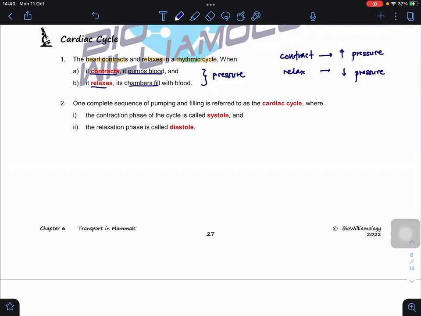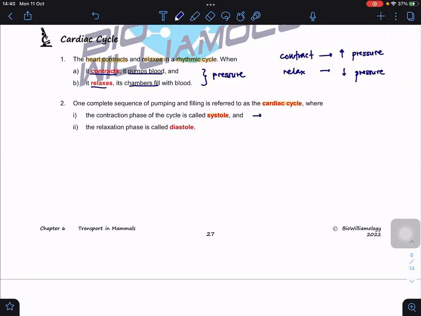So we have two kinds of valve involved in this process. One is the AV valve, the atrioventricular valve. We have two of them, the tricuspid and the bicuspid. And also the semilunar valves, in between the pulmonary artery, the aorta, and the heart. So we're going to look at those. One complete sequence of pumping and filling is referred to as a cardiac cycle. Generally, we have three phases. One is systole, which can be divided into two.